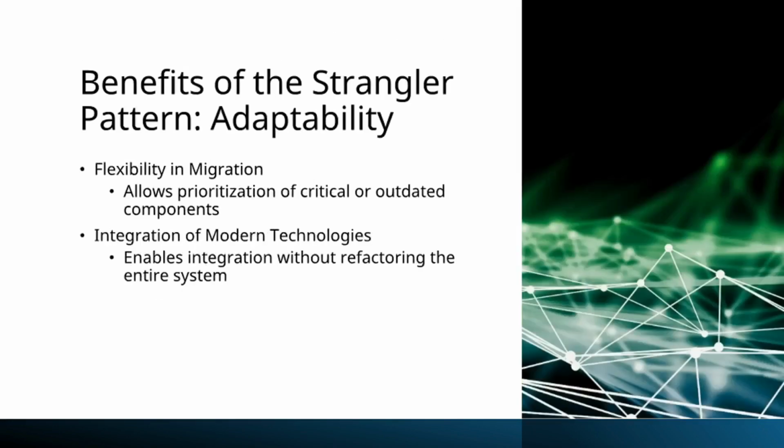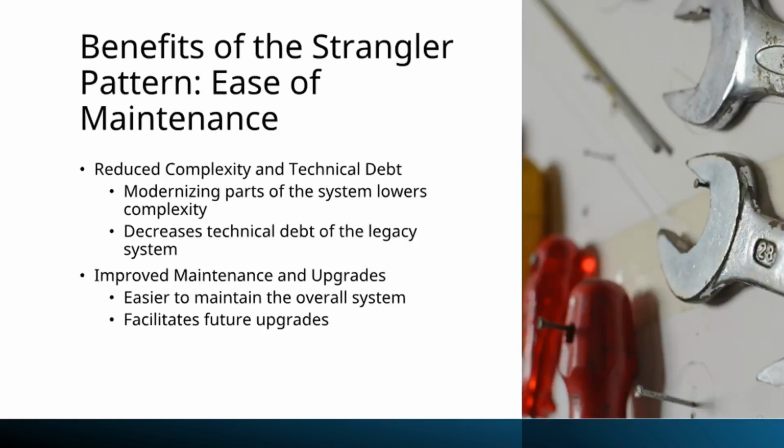The adaptability of the migration pattern offers flexibility. Organizations can prioritize critical components and integrate modern technologies without refactoring the entire system. Modernizing parts of the system reduces complexity and technical debt, making it easier to maintain and upgrade in the future.